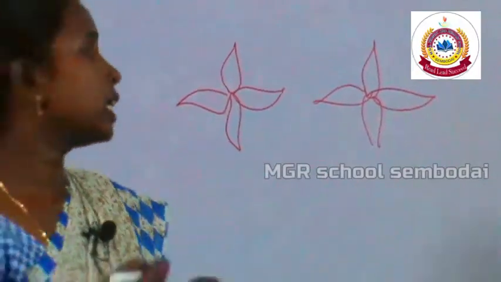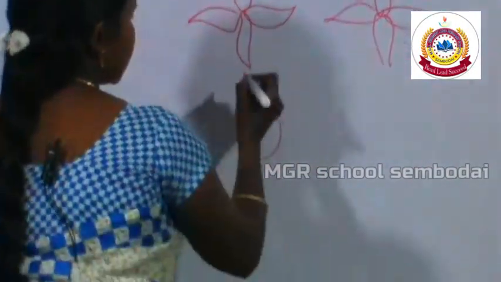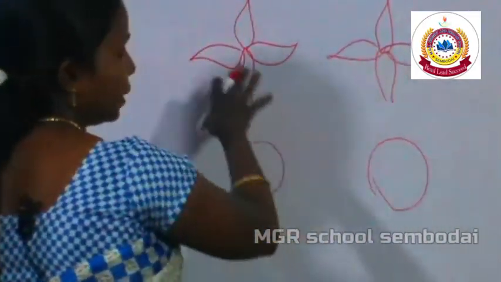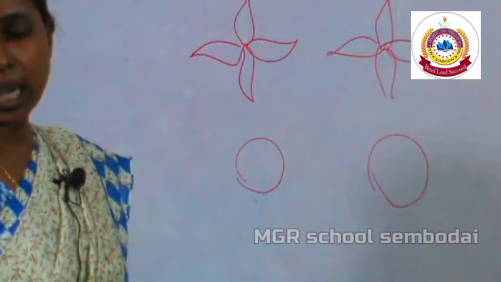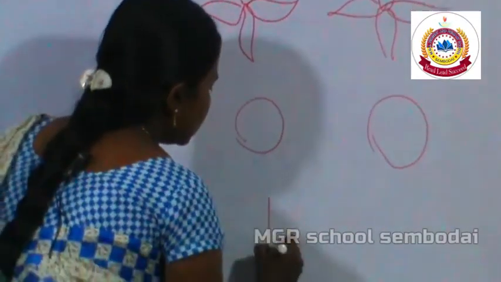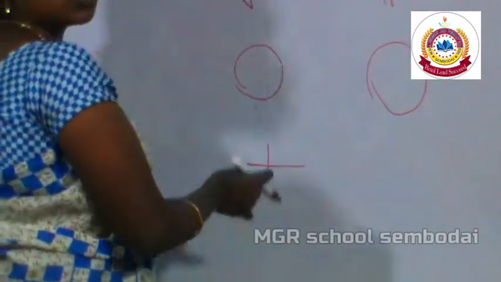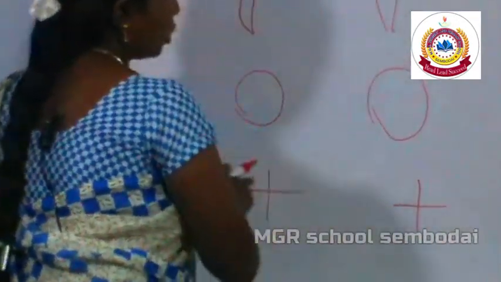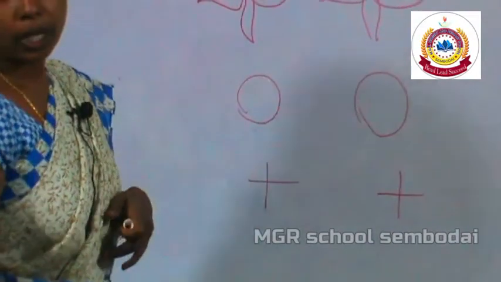Next one, circle. If you turn this circle 1/4, it will look like the same circle as the previous one. And the same way, you have to turn this plus sign. If you turn this 1/4 time, it will look like the same plus sign as before.